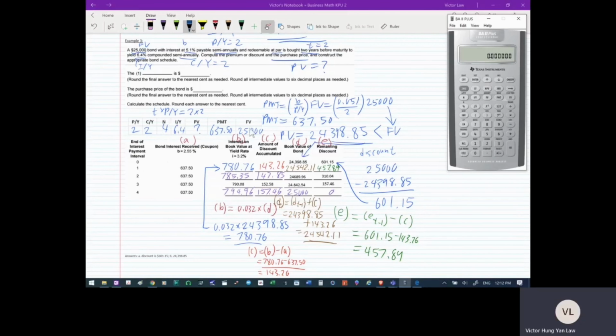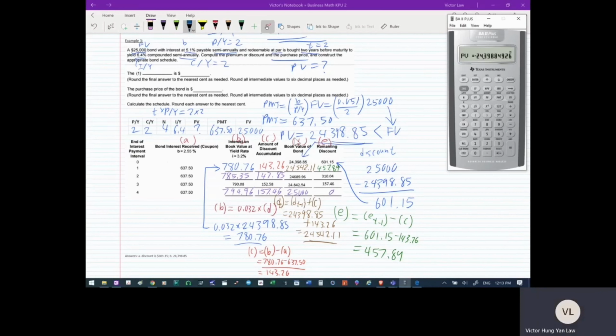Then we type in N is 4, so 4 and then N. IY is 6.4, and then IY. Our payment is 637.5, so 637.5 as our PMT. Then we have the 25,000 future value. Once we type everything, we compute the present value, and we get 24,398.85. That's our present value.